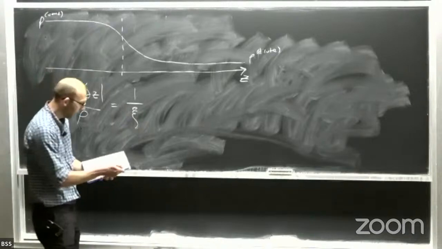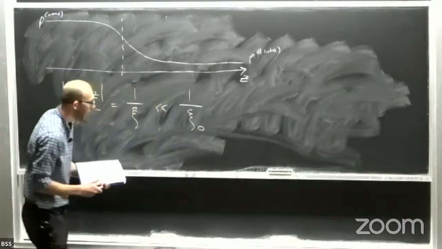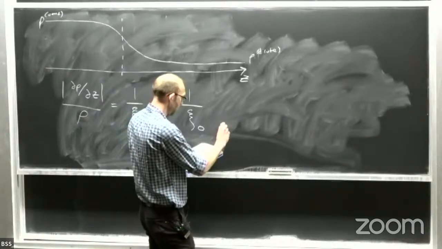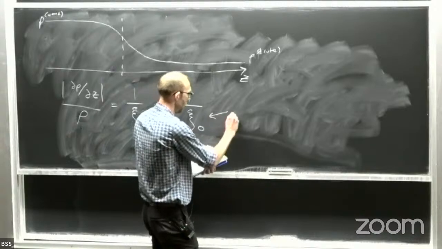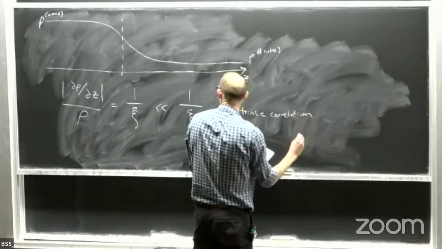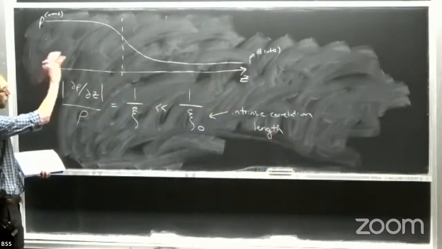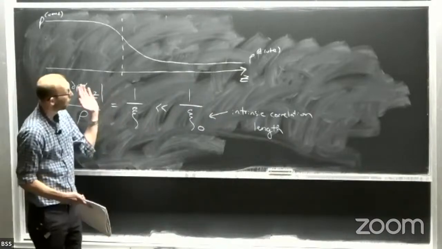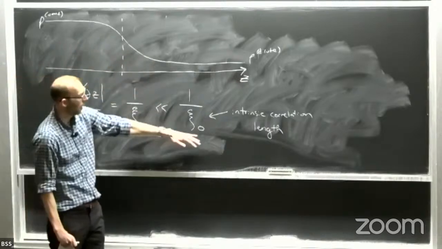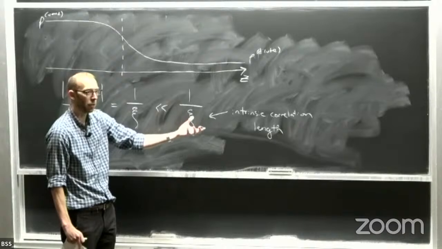Okay, and so what we're going to assume is that this is much less than some intrinsic correlation length. Or in other words, any sort of spatial variation that's happening here is happening over a very long wavelength compared to the correlations that you get in between the polymers in your bulk system.